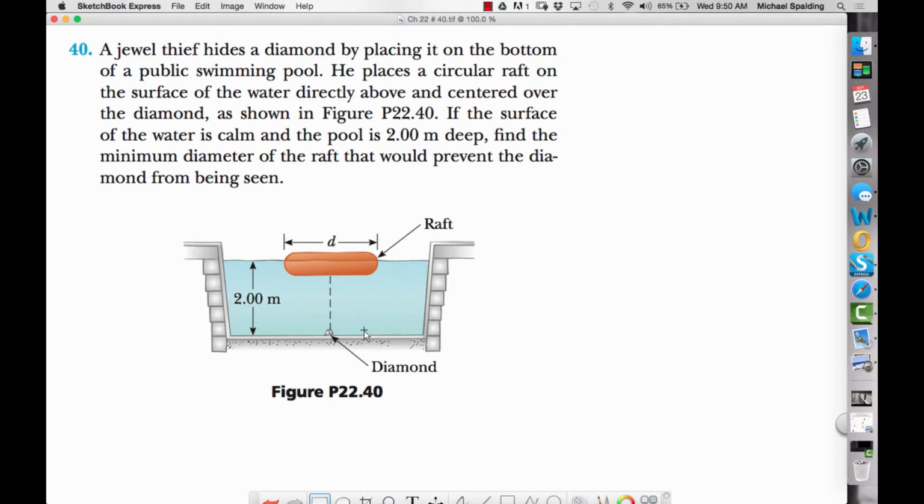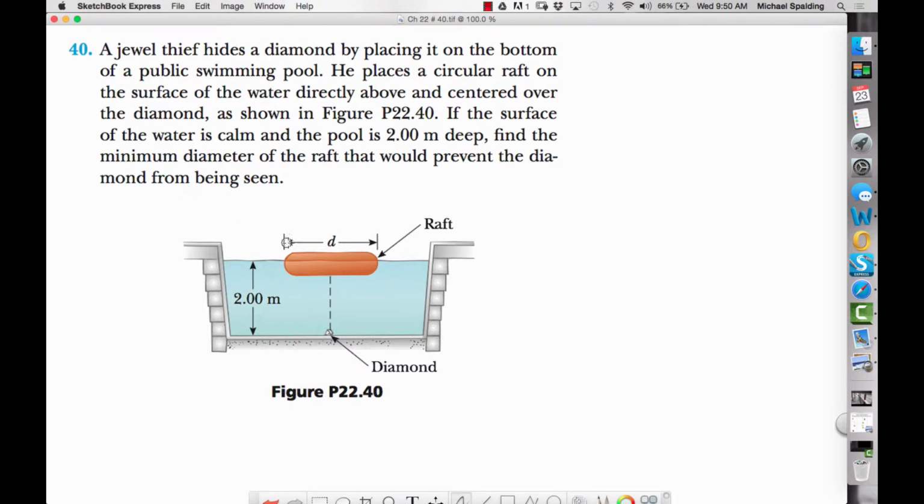All right, here we go. This is number 40. The topic of this problem is total internal reflection. And let's talk first about what's happening in the problem here. There's a diamond sitting at the bottom of this pool, and there's a raft.